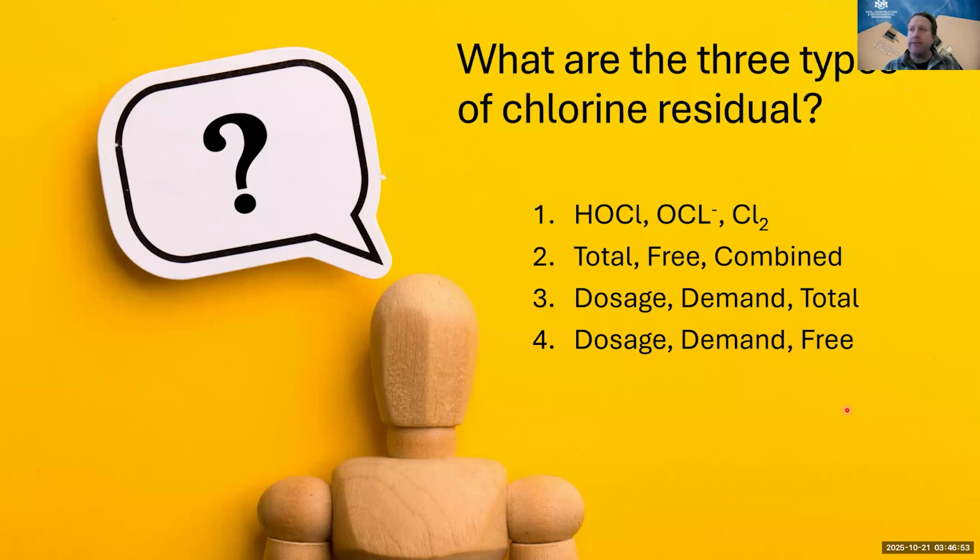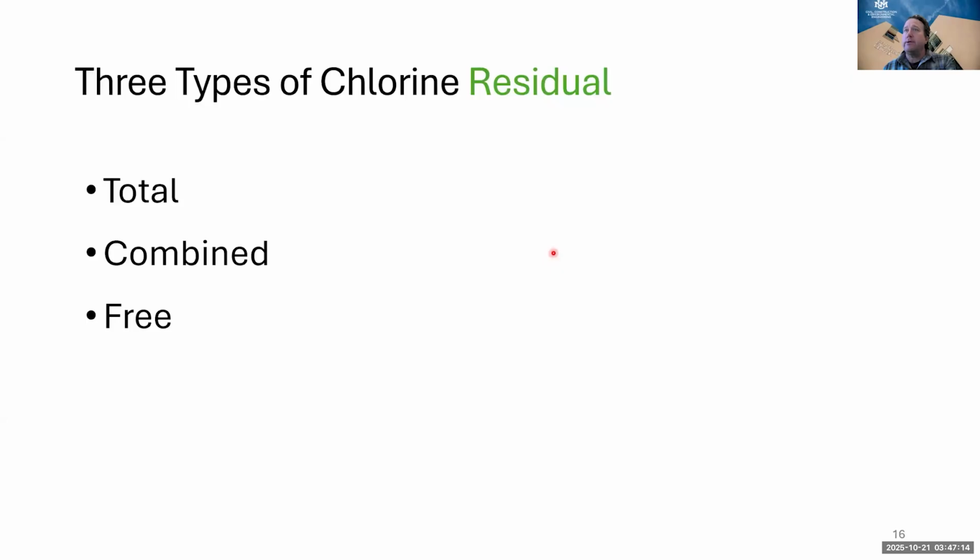And so when everybody answered, what we saw is a real split between all four of these, split pretty evenly. And so this is an important concept to remember is that the three types of chlorine residual are total residual, free residual, and combined residual. So everybody that answered number two, you were correct. And so let's look at that in more detail because it can be a confusing concept.